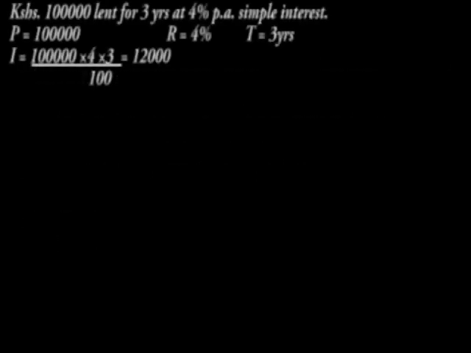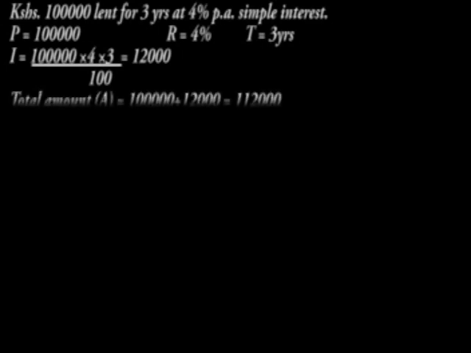For example, 100,000 lent for 3 years at 4% per annum, the simple interest will be given as 100,000 times 4 times 3 over 100, which is 12,000. The total amount at the end of the 3 years is given as principal plus interest, which is 112,000 shillings.